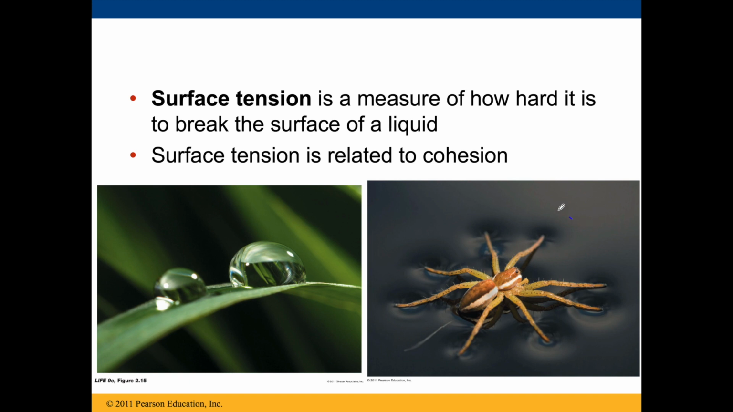Some organisms even use the fact that water is cohesive to help them to live. For example, this organism here, this water strider, can actually walk on water. Because of the fact that water is cohesive, it creates a tension on the surface of the water called surface tension. And that's a tension, a force that's actually strong enough for this organism to walk across the water.